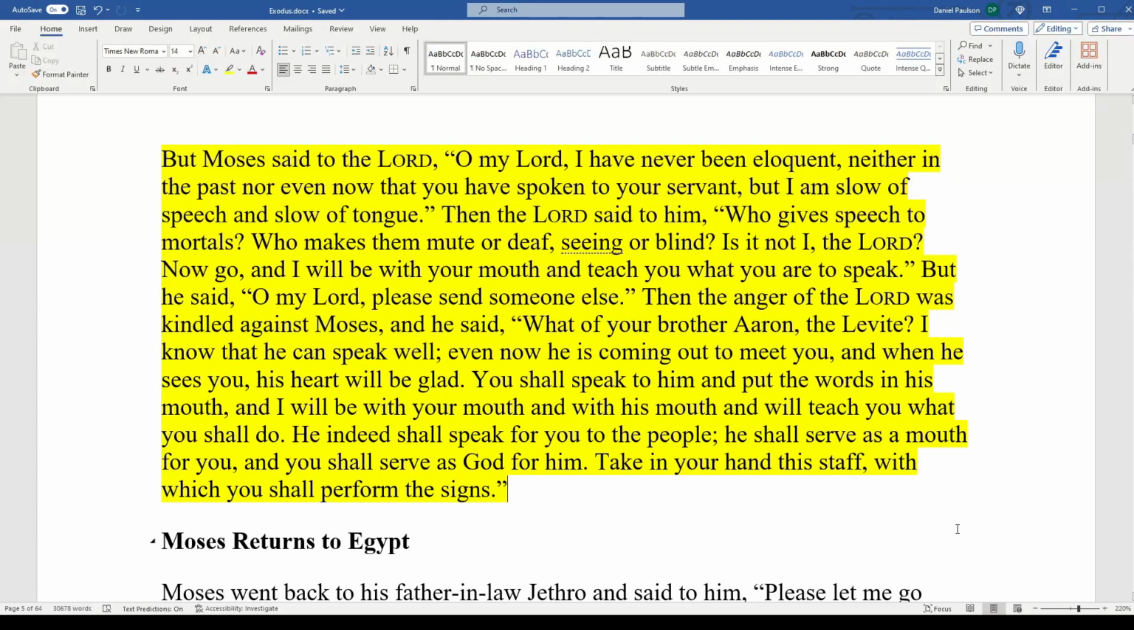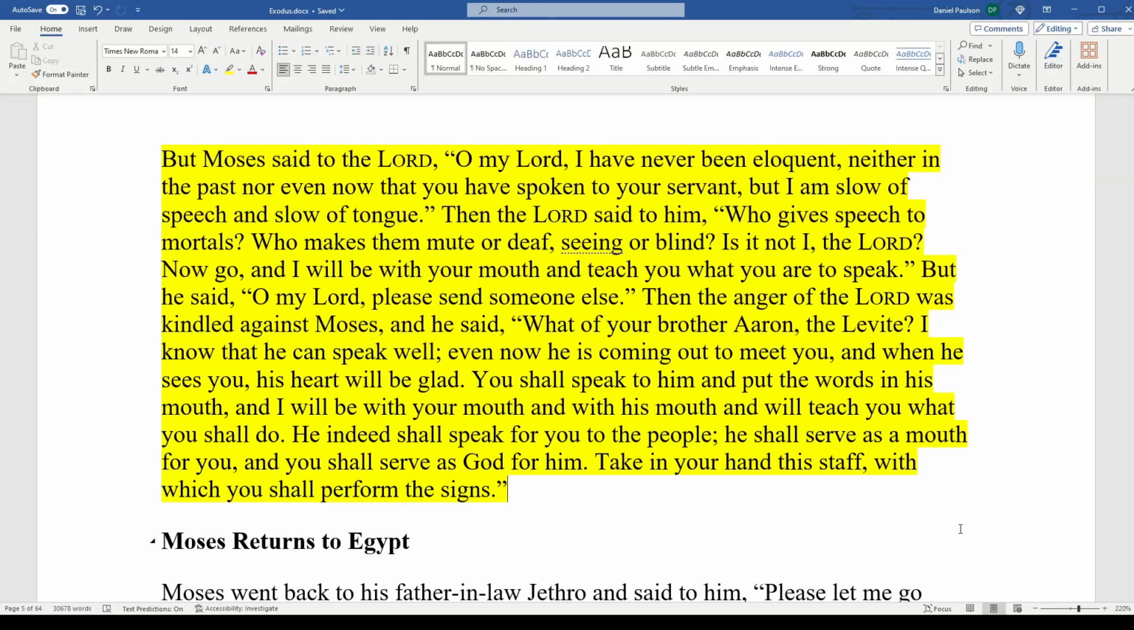Here he later on says, but Moses said to the Lord, O my Lord, I have never been eloquent, neither in the past nor even now that you have spoken to your servant. But I am slow of speech and slow of tongue. Then the Lord said to him, Who gives speech to mortals? Who makes them mute or deaf, seeing or blind? Is it not I, the Lord? Now go, and I will be with your mouth and teach you what you are to speak.